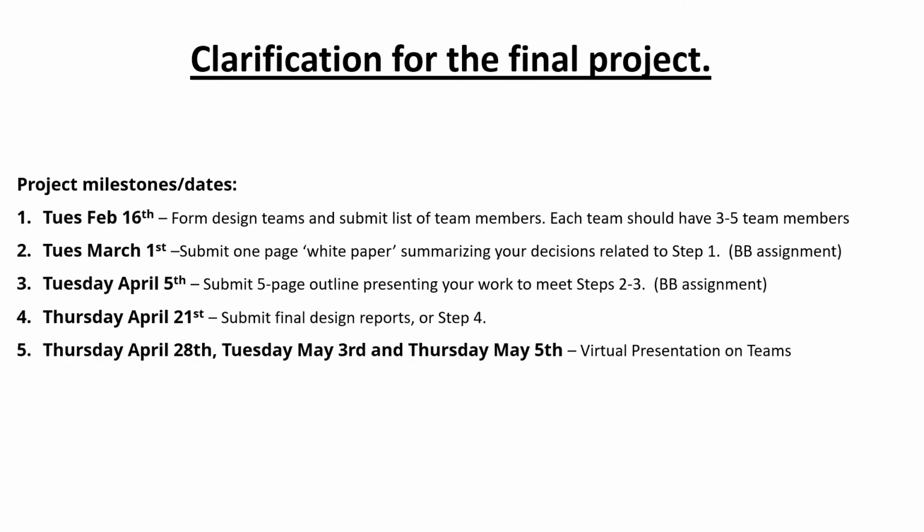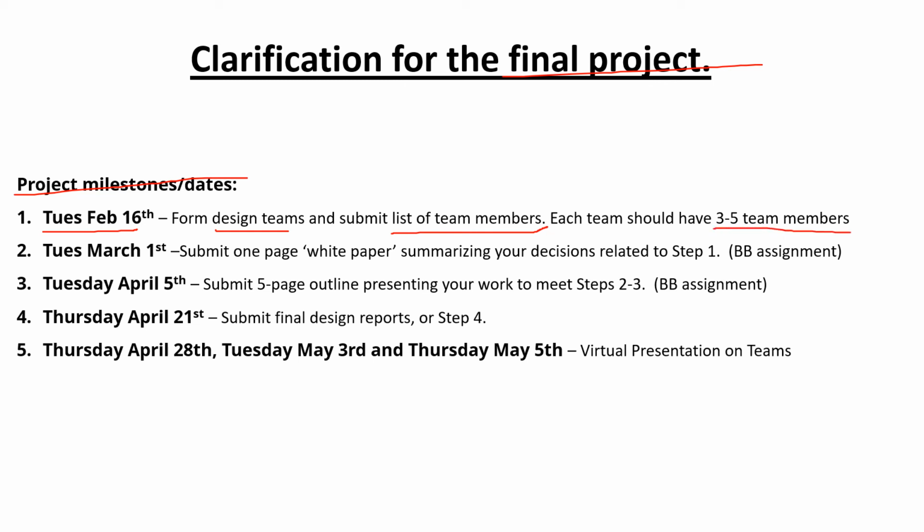So as we continue on with the clarification overview for this final group project, I want to now relate our milestones to those 5 steps. So the first milestone is going to be on February 16th, and this is where you're going to be forming your design teams, coming up with a team name and a list of your team members. And you're going to submit this as a Blackboard assignment. As a reminder, each team should have 3 to 5 members.